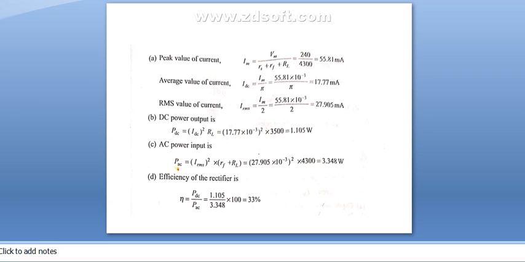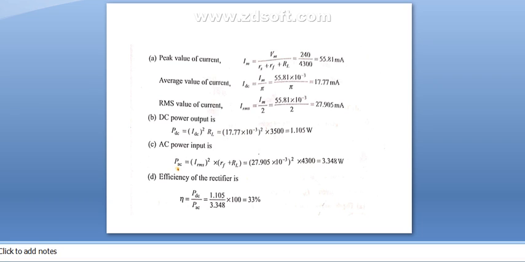Then the average value of current IDC is Im by pi in the half wave rectifier. So it becomes 17.7 milliamperes. Then the RMS value of current IRMS is Im by 2, so it becomes 27.9 milliamperes. Then calculate the DC output power. We know that PDC equal to IDC square into RL, and substitute IDC and RL values. Then it becomes 1.1 watts.